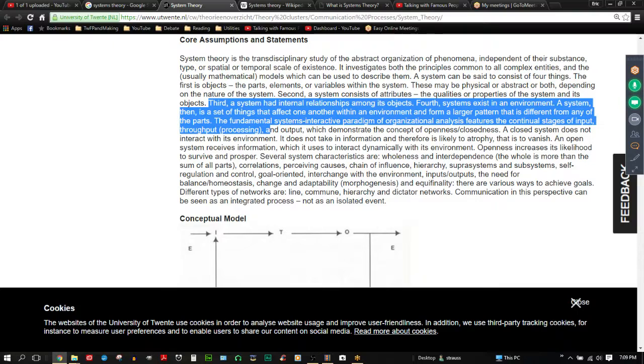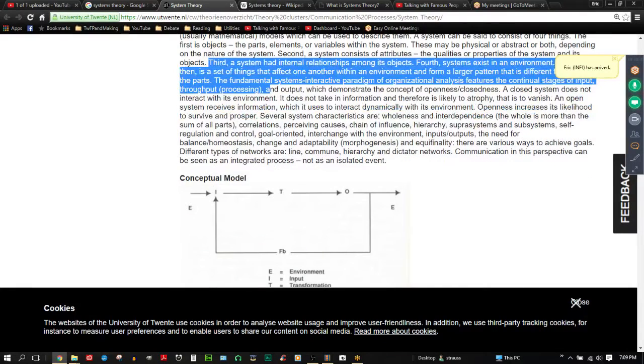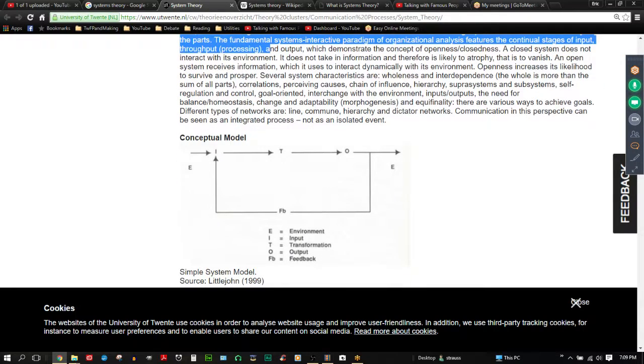An open system receives information which it uses to interact dynamically with its environment. Openness increases its likelihood to survive and prosper. Several system characteristics are wholeness and interdependence. The whole is more than the sum of all parts. Correlations, preceding causes, chain of influence, hierarchies, suprasystems and subsystems, self-regulation and control, goal-oriented interchange with the environment, inputs, outputs, the need for balance, homeostasis, change and adaptability, morphogenesis, and equifinality. There are various ways to achieve goals. Different types of networks are line, commune, hierarchy, and dictator networks.